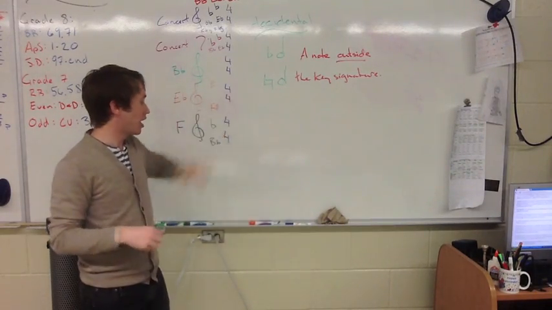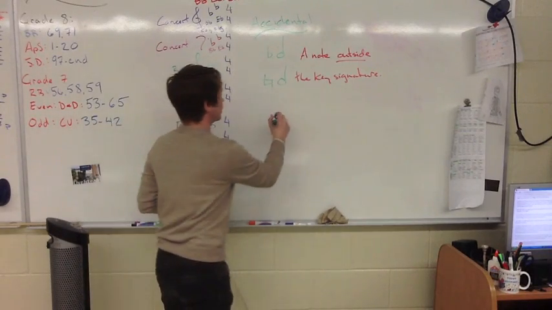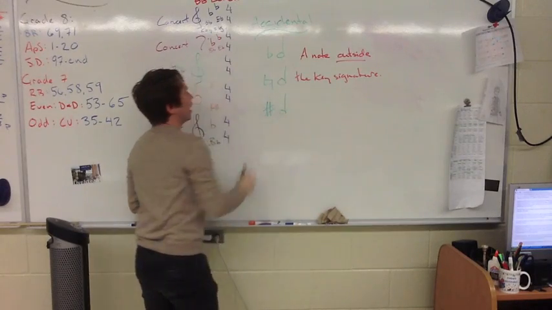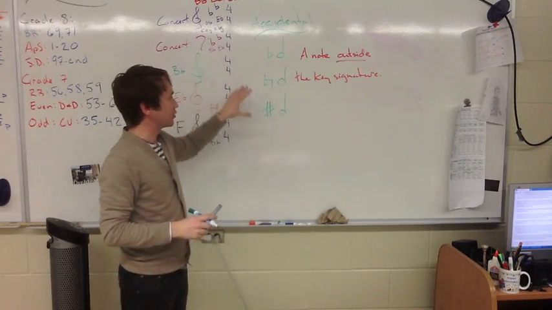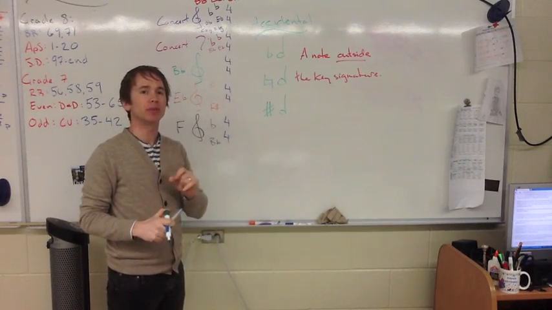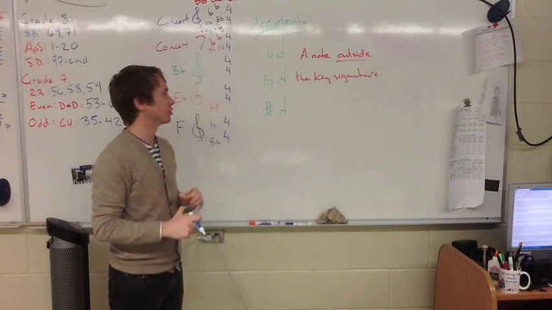There is a third kind of accidental. It looks like this. And that's called a sharp. We have flats, naturals, and sharps. Those are all accidentals, and we put those into a piece to indicate that we want you to play a note that is outside of the key signature.